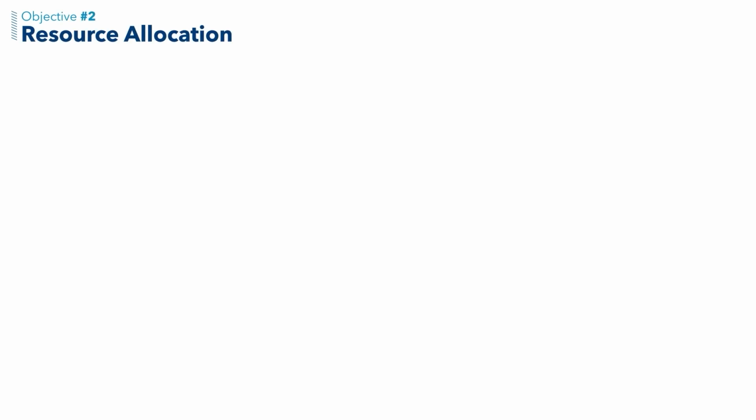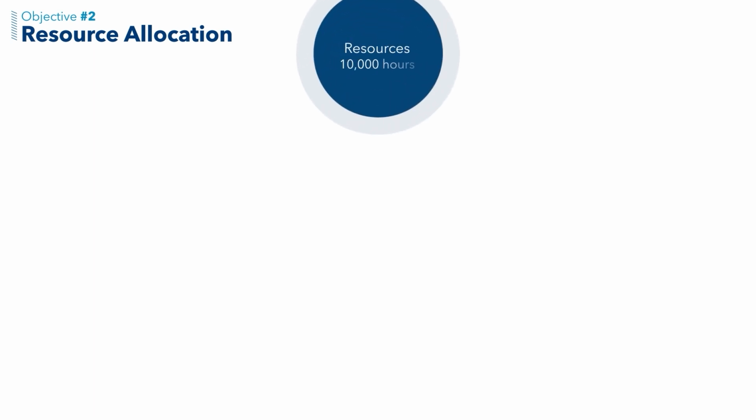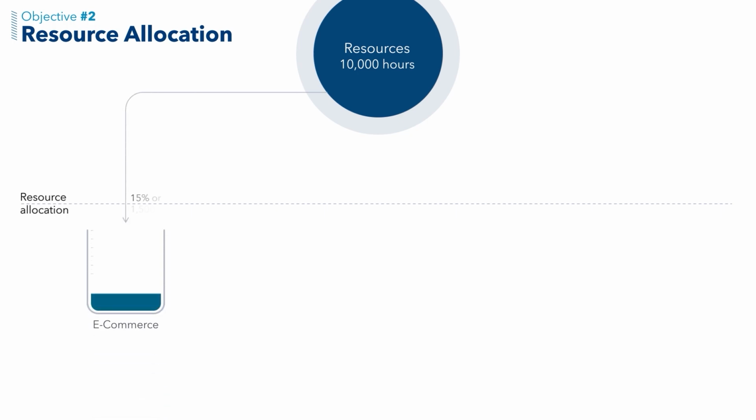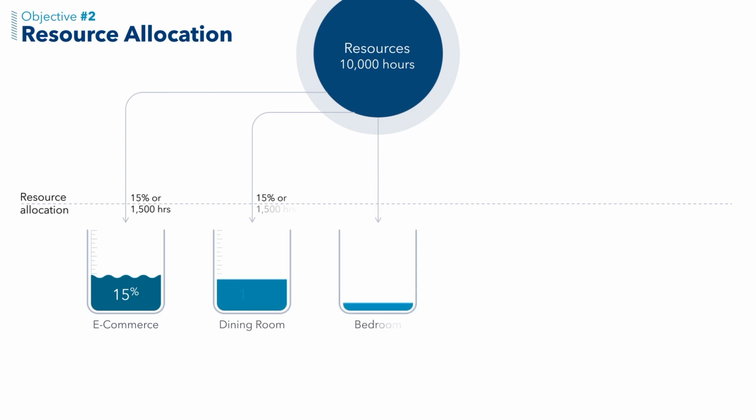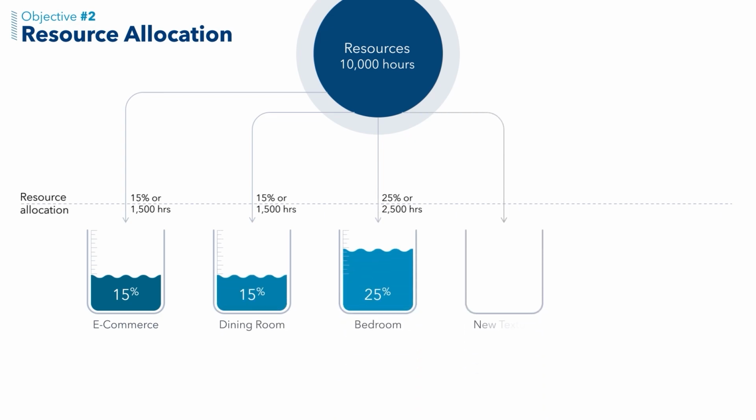Let's use the example of the furniture manufacturer. In this example, the manufacturer had a pool of resources of 10,000 hours which had been allocated to 4 strategic arenas, one focusing on a new e-commerce distribution channel, 2 focusing on products for the living and dining rooms, and 1 technology arena that is for the development of new textures.